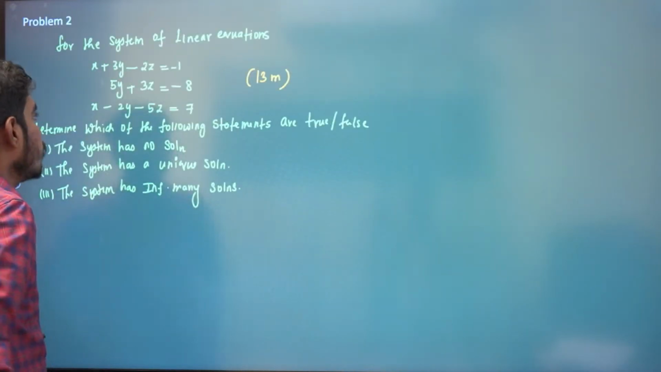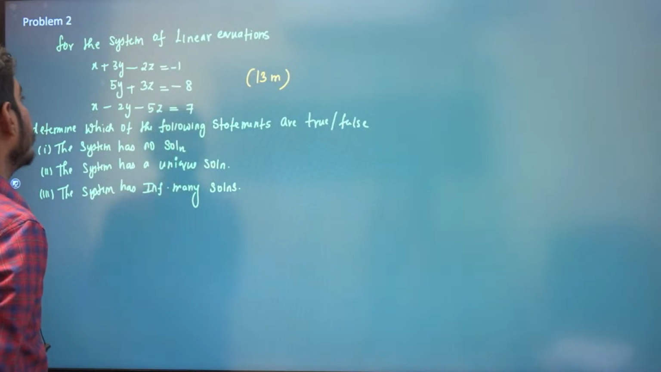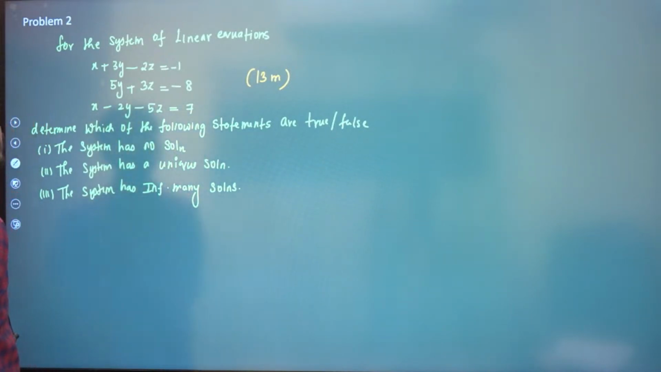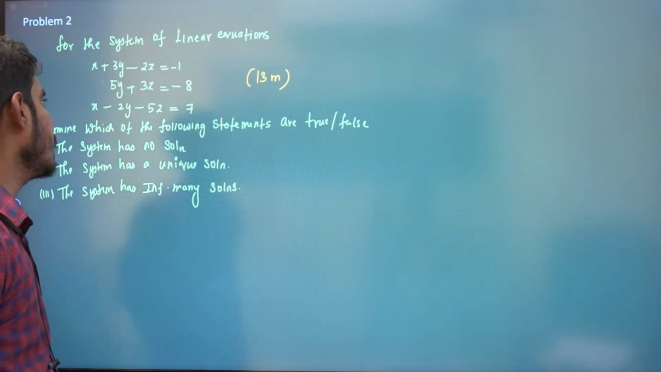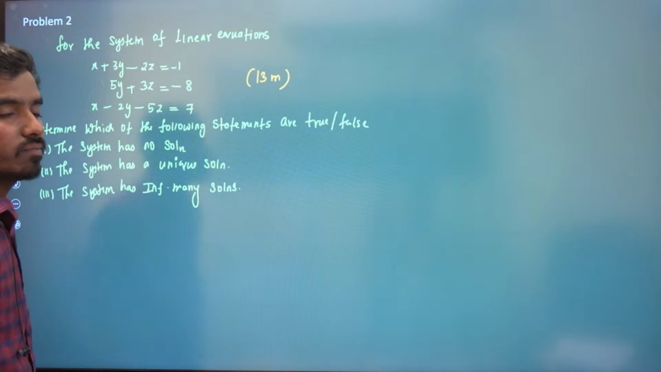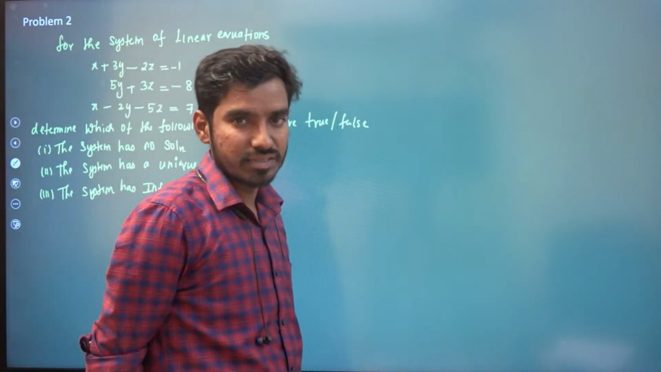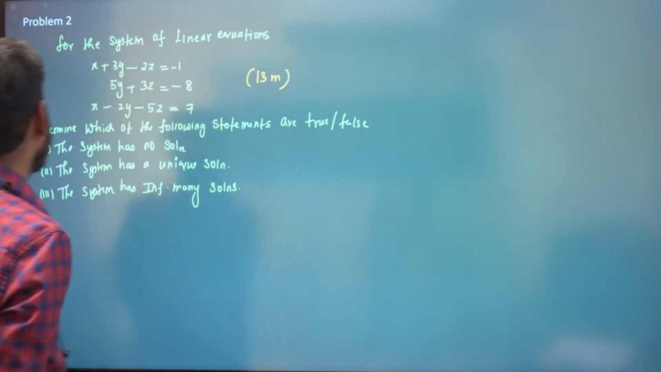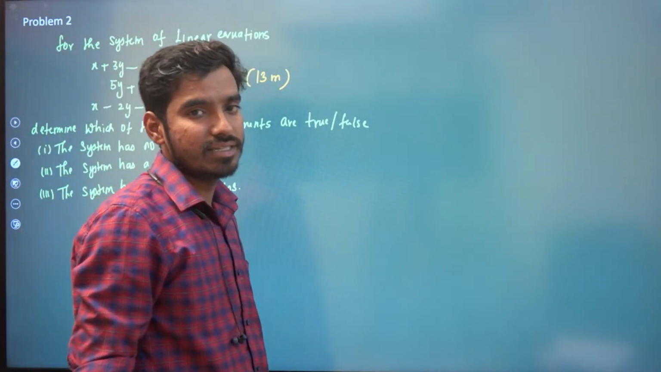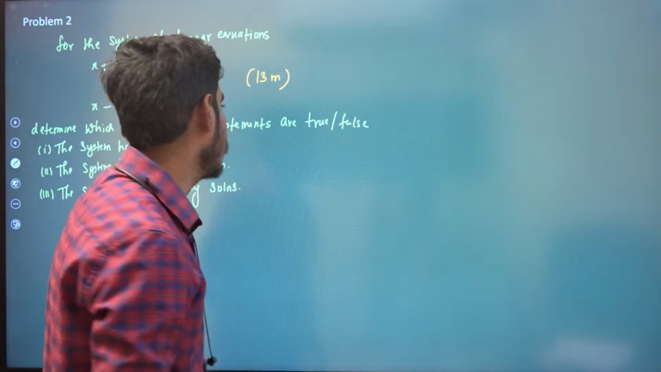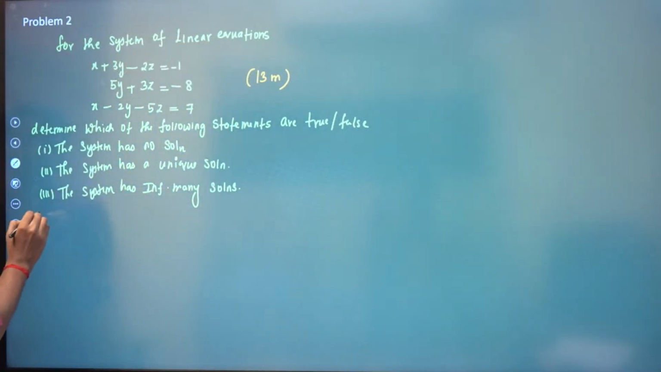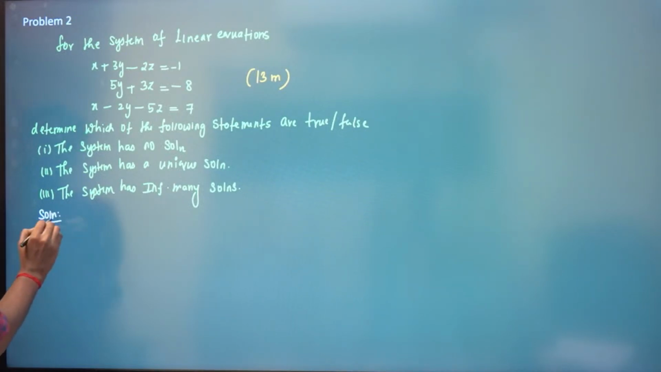Now the second one is for the system of linear equations x plus 3y minus 2z is equal to minus 1, 5y plus 3z is equal to minus 8, x minus 2y minus 5z is equal to 7. Determine which of the following statements are true or false. Very, very simple 11th standard level problem. You just have to check the consistency for the system of linear equations. Now you can see the given system is a homogeneous system, right?